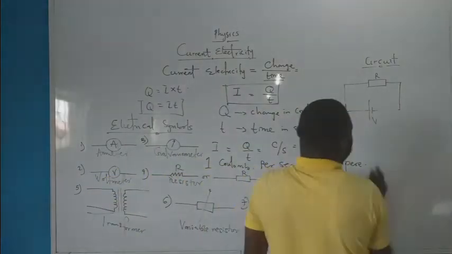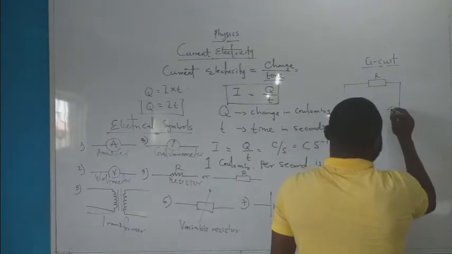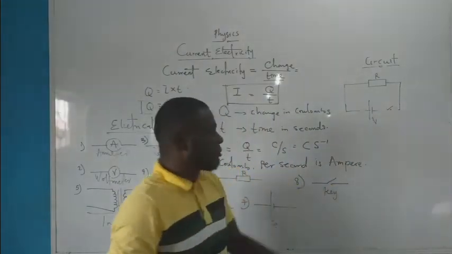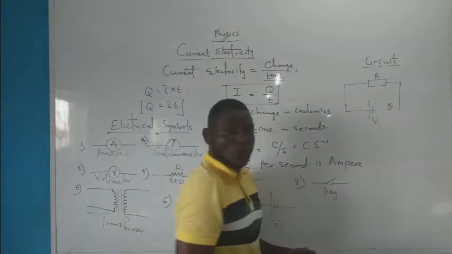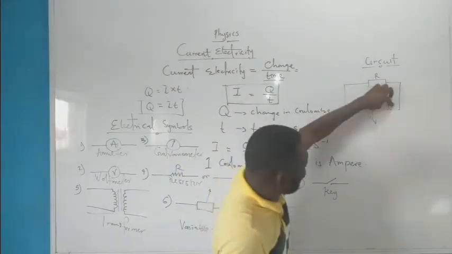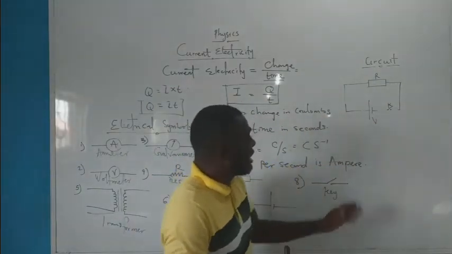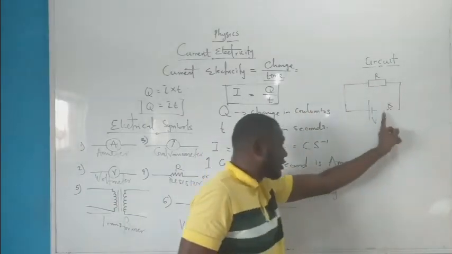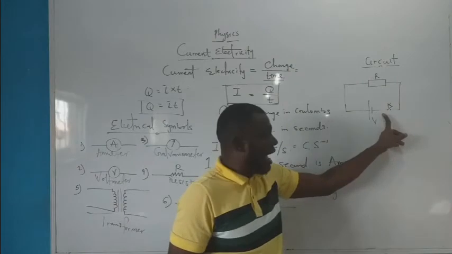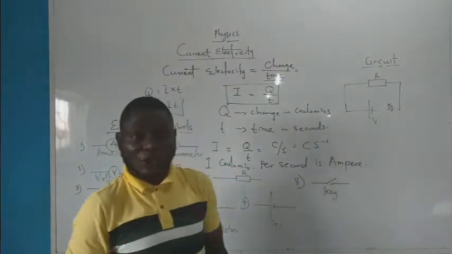To break means, let's assume that we're having a key here. The function of this key is to break. When it is open, you can see the key is open now, it will block, that is, it will break the current that's supposed to be flowing towards the side. Okay?